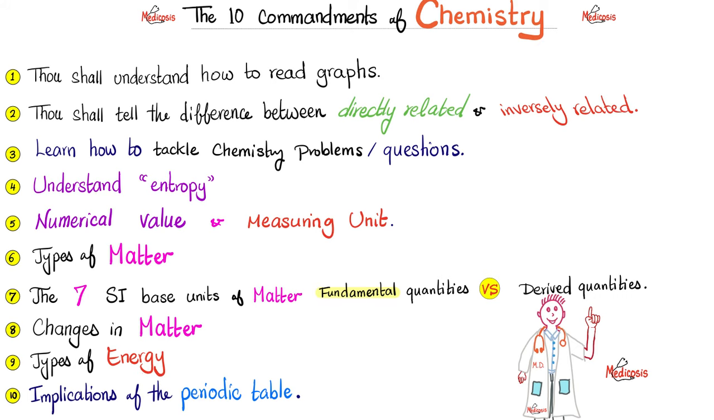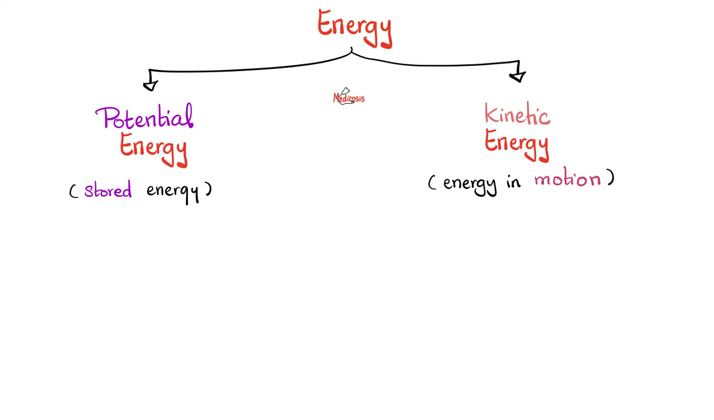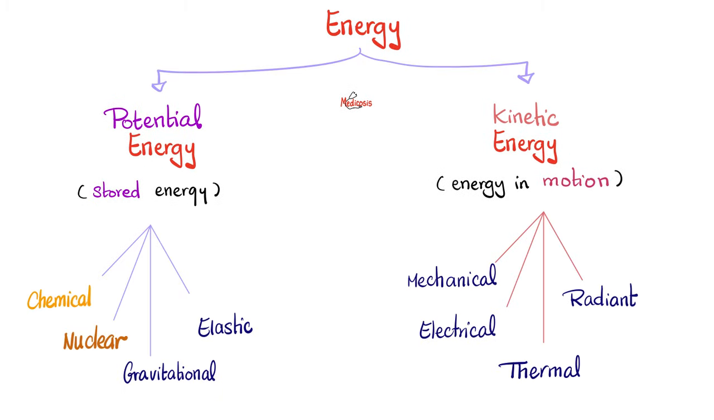Next, let's talk energy. We have two big categories of energy, potential energy and kinetic energy. Potential means stored energy. Kinetic, kinesis, movement, energy in motion. Potential energy includes chemical energy, nuclear energy, gravitational energy, elastic energy.